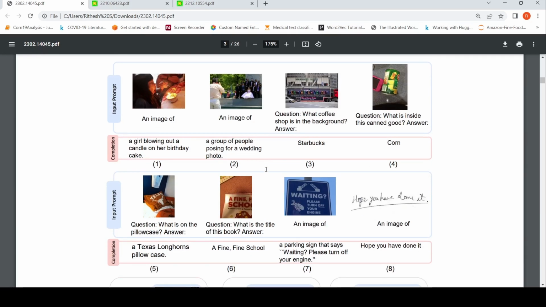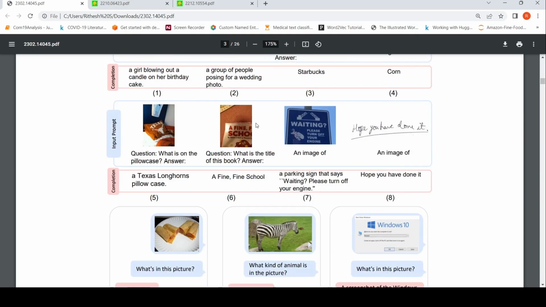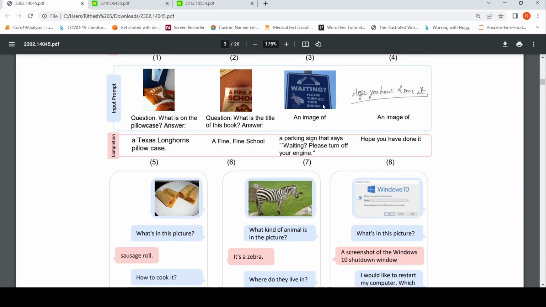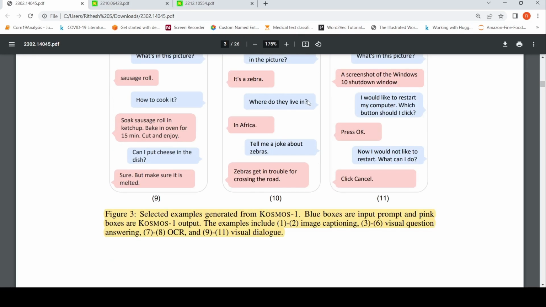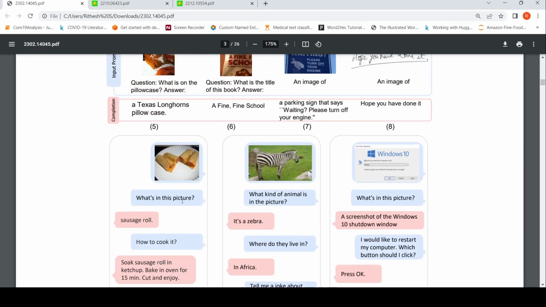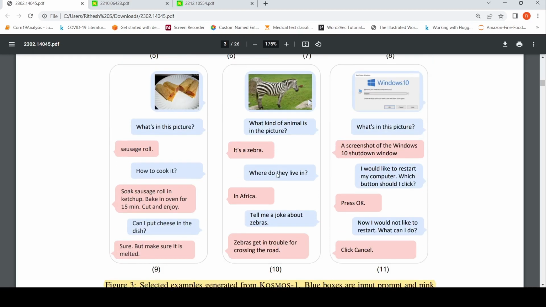So now let us look at some more examples of the same thing. This is image captioning. This is question answering. Okay, what coffee shop is in the background, and it says Starbucks. Then there is basically OCR-free processing. So an image is given, and then it identifies what is there in the image without doing OCR. Okay, so that is what they claim. And this is visual dialogue over here. What is this picture? And then you have a visual question, like a dialogue, a chatbot basically.